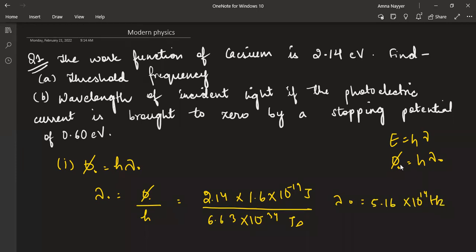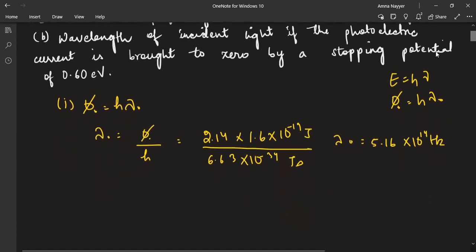Now see the second part. The second part is asking the wavelength of incident light if the photoelectric current is brought to 0 by a stopping potential. So stopping potential is given to you, wavelength is asked. What all data do you have? Kinetic energy we did, remember. You will use the complete relation that we have been using. First identify what all things are given. Work function is given, stopping potential is given. You do not have the wavelength.